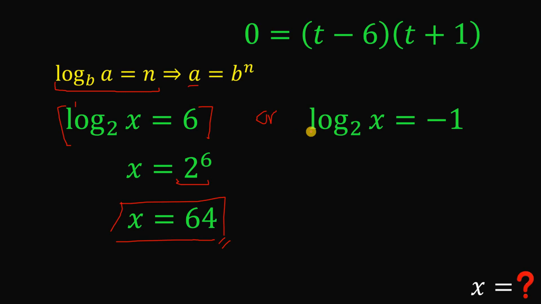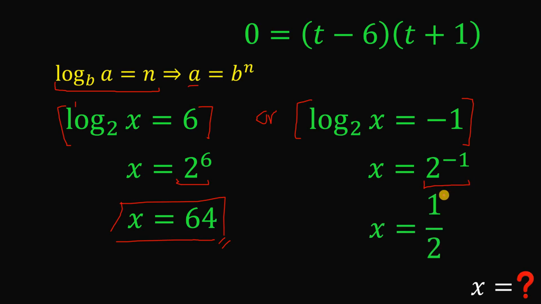Now, how about the other case? So, logarithm of x to the base of 2 equals negative 1. This can be written as x equals 2 raised to the power of negative 1. And 2 raised to the power of negative 1 can be written as 1 over 2. So, this is the second value for the variable x.